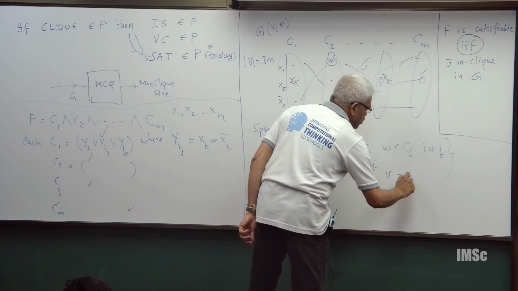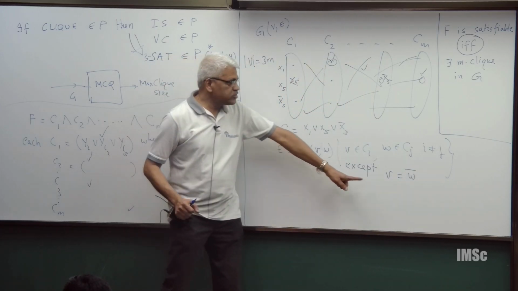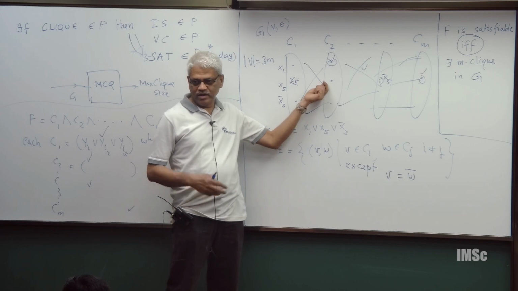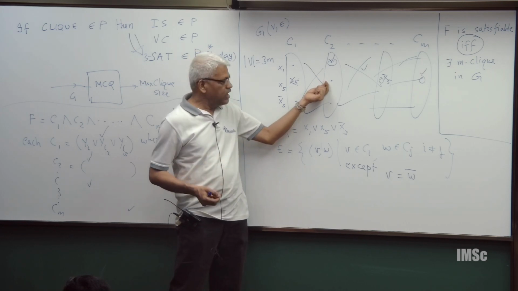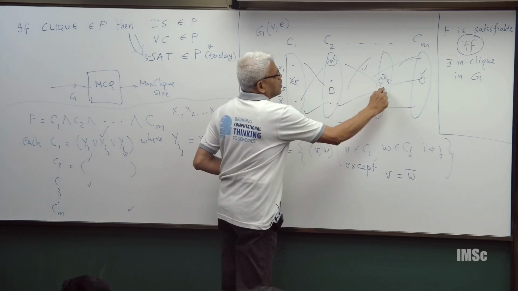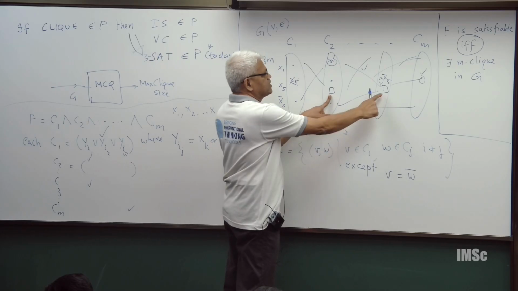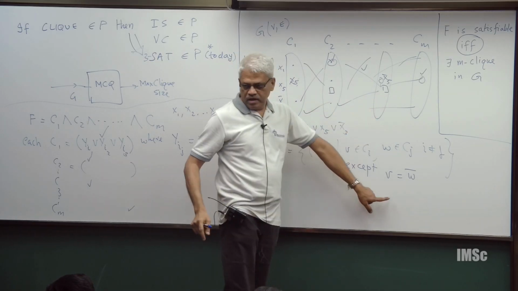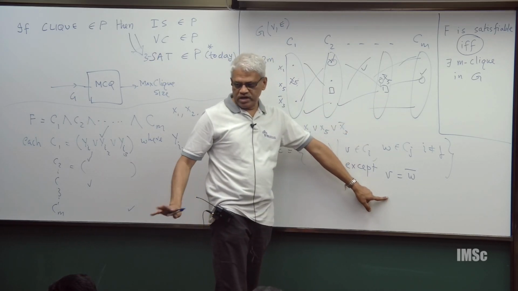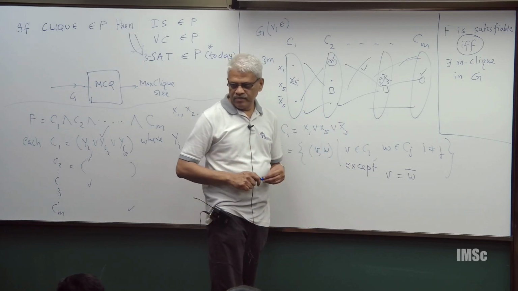V is equal to W bar, okay, because V corresponds to some literal. Okay, I am overusing the symbols here. V is from here and W is from here, and I am going to draw an edge except when this is the negation of that, then do not draw an edge, otherwise draw an edge. Okay. This is my graph.